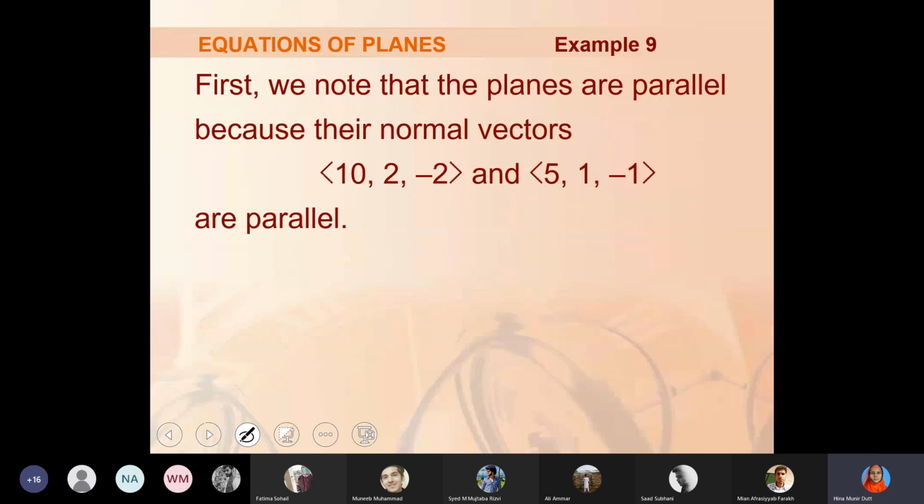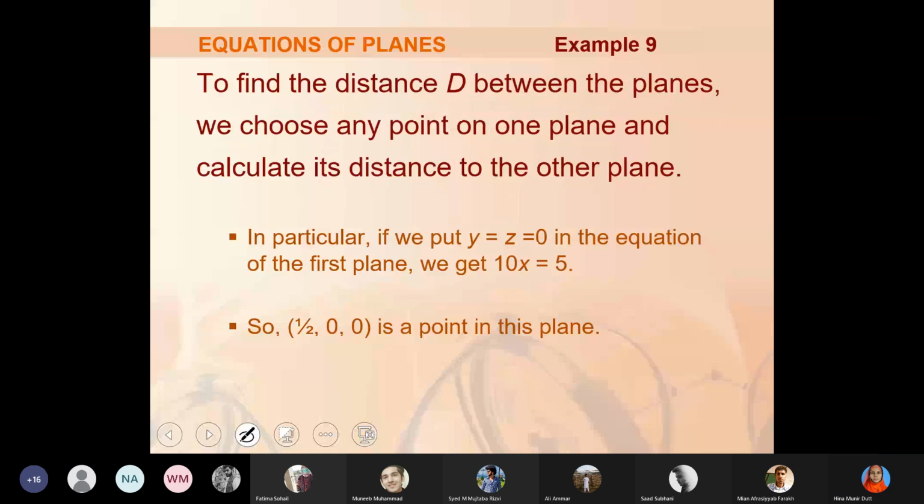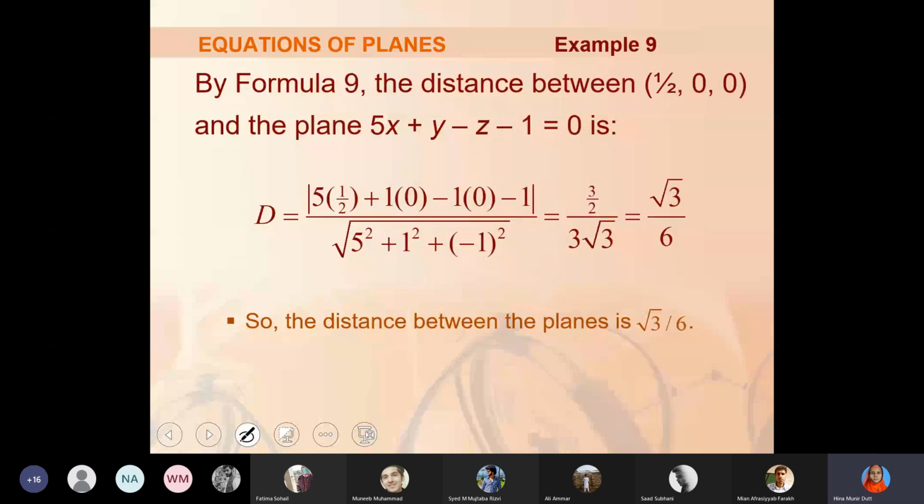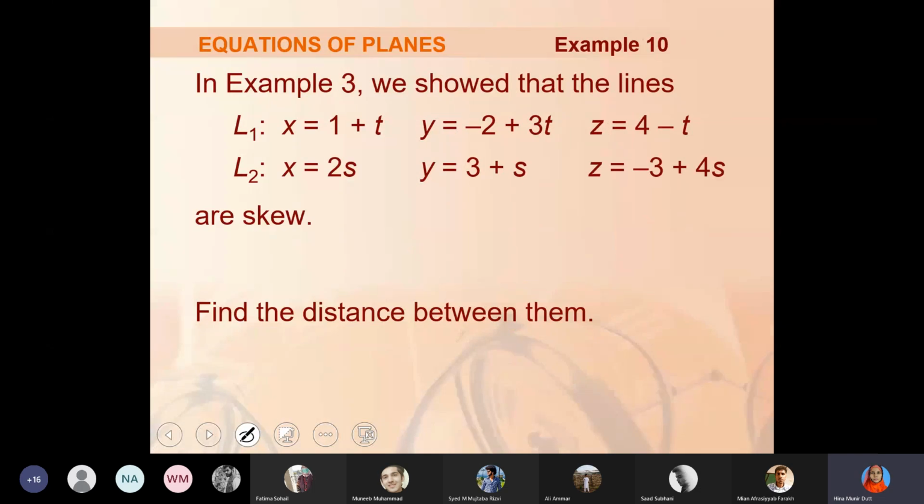ठीक है, first note that two planes are parallel because the normal vectors are parallel. ठीक है, ये भी हम देख सकते हैं. Now the last question, example 3. We showed that the lines L1 and L2 are skew lines. Find the distance between them. Now we have to find the distance between two skew lines. As I told you in the last lecture, skew lines are those that are not intersecting and are not parallel, and they lie on two parallel planes.